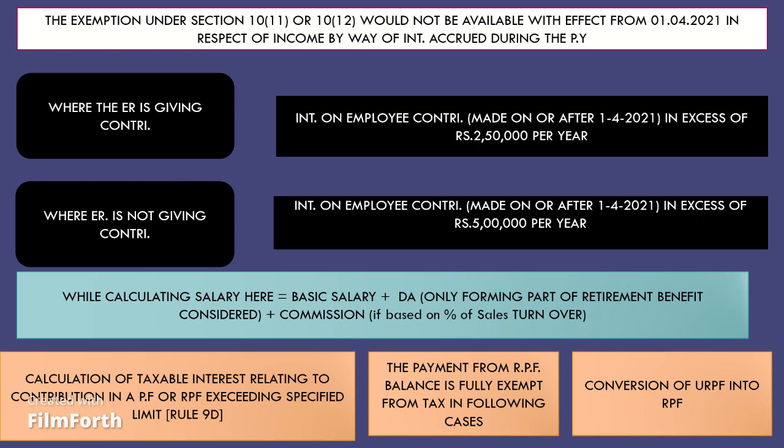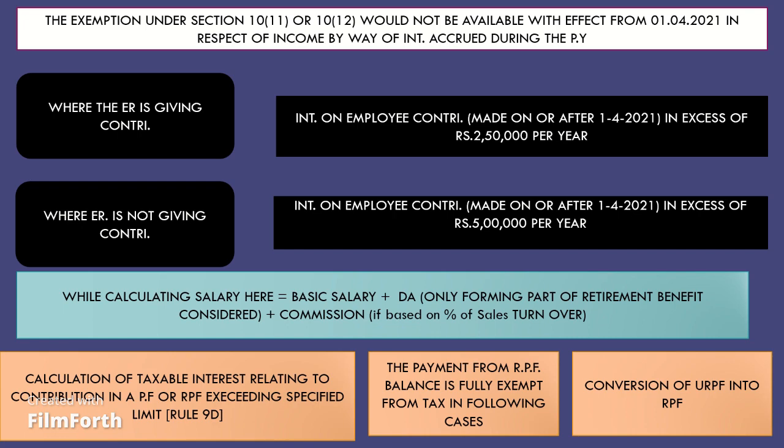Carefully listen to the upcoming points to clearly understand this table. Salary for this purpose means basic salary and dearness allowance, if provided in the terms of employment for retirement benefits, and commission as a percentage of turnover. As per Section 10(11), any payment from a Provident Fund to which the Provident Funds Act applies, or from the Public Provident Fund, would be exempt.